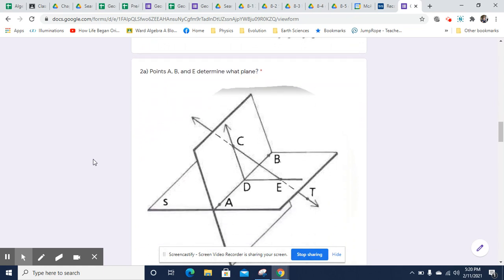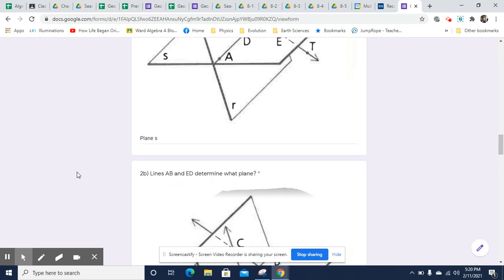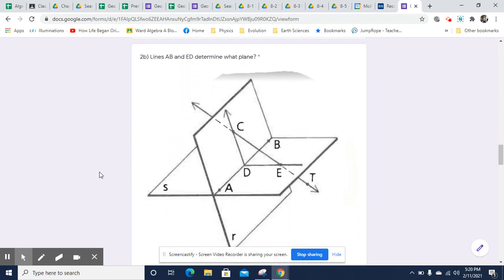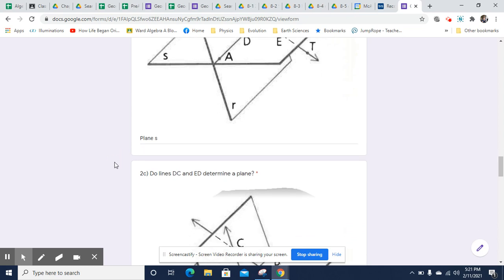So we want to figure out which plane. Points A, B, and E determine which plane? So let's find A, B, and E. They determine this plane here, which is plane S. Now lines AB and ED, which plane do they determine? Well, they also determine plane S. They are intersecting lines on plane S. So plane S, again, is determined.